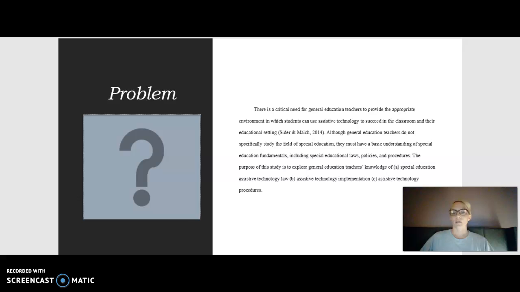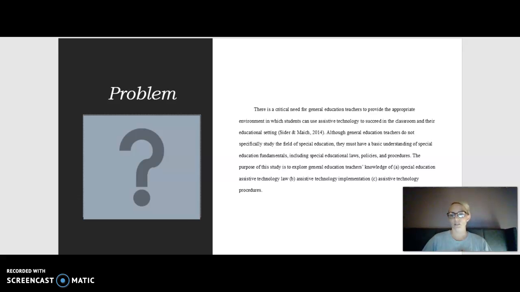There's a critical need for general education teachers to provide an appropriate environment in which students can receive assistive technology and succeed in the classroom and in their educational setting. The thought of assistive technology is to bridge the gap between the disability and how it inhibits the child's learning. The thought is technology can be used as a tool to impact a student's learning in a positive way. If it is in their IEP, it has to be used every day in the classroom.